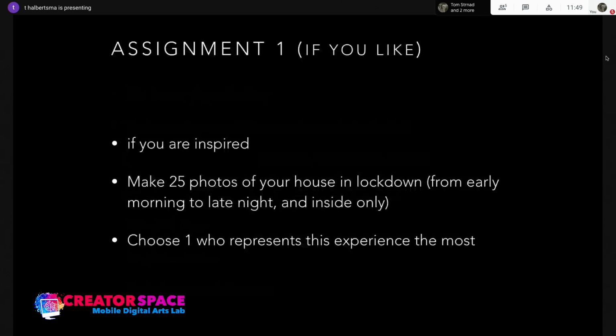Okay, assignment number 2. If you're inspired, make 25 photos of your view from your lockdown place. So let's say if your window is just a stone wall from the neighbor's house, you might think it's totally boring, but I challenge you. Maybe different day, lights, maybe different weather sorts, whatever.